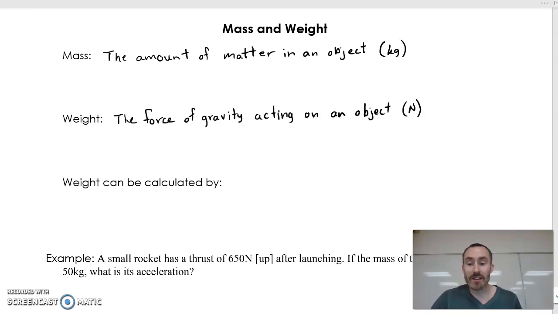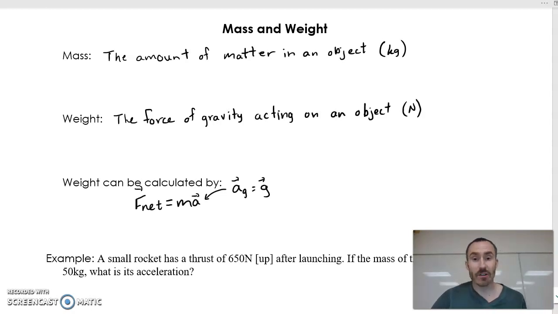So weight can be calculated using F net equals ma, because it's a force. But the a that we are talking about is specifically the acceleration due to gravity. Okay, that would be ag or just g. So that's the acceleration that we're talking about. And so then your weight, or the force of gravity, is mass times the acceleration of gravity. And the acceleration of gravity is always 9.8 meters per second squared when you're near the surface of the Earth.